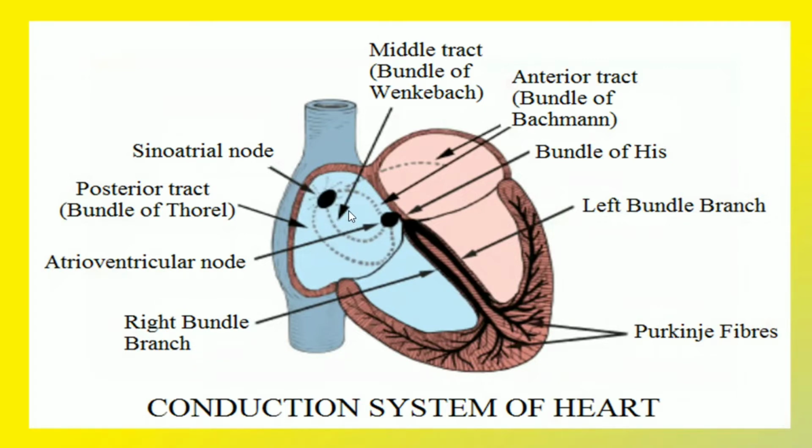They show the pathways. The first one, the posterior tract, is the bundle of Thorel, the middle tract is the bundle of Wenckebach, and the anterior tract is the bundle of Bachmann, and this is the bundle of His. From the bundle of His, it divides into the left bundle branch and right bundle branch. They end up in Purkinje fibers, and the bundle of His starts from the atrioventricular node. If you understand this first, you can very well understand the upcoming topics.